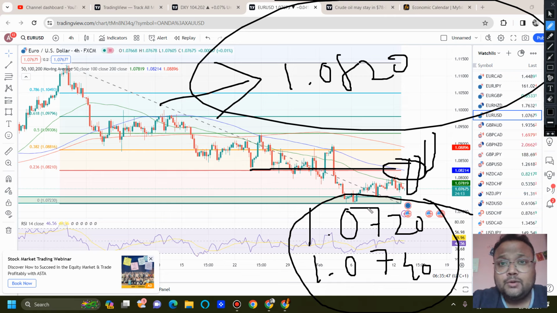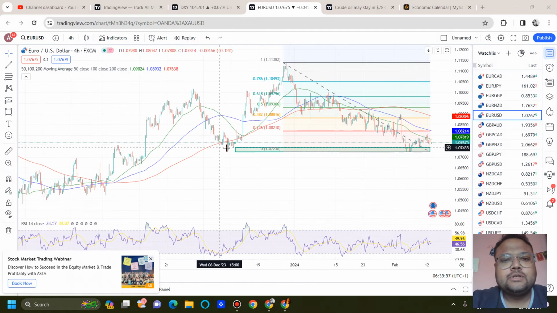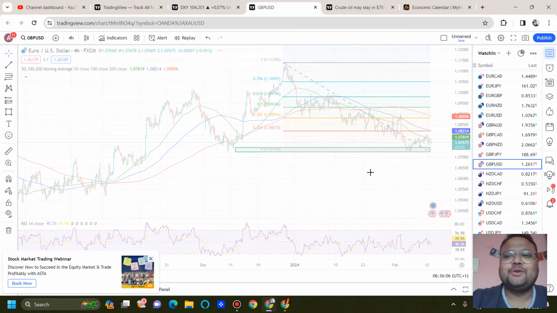But after the news, if you see that DXY is surprisingly, shockingly going up, then you can look for a sell below 1.0720 as well. Why? Because 1.0720 is technically the last support. Below this, we can look for a sell as well. So let's wait and watch.